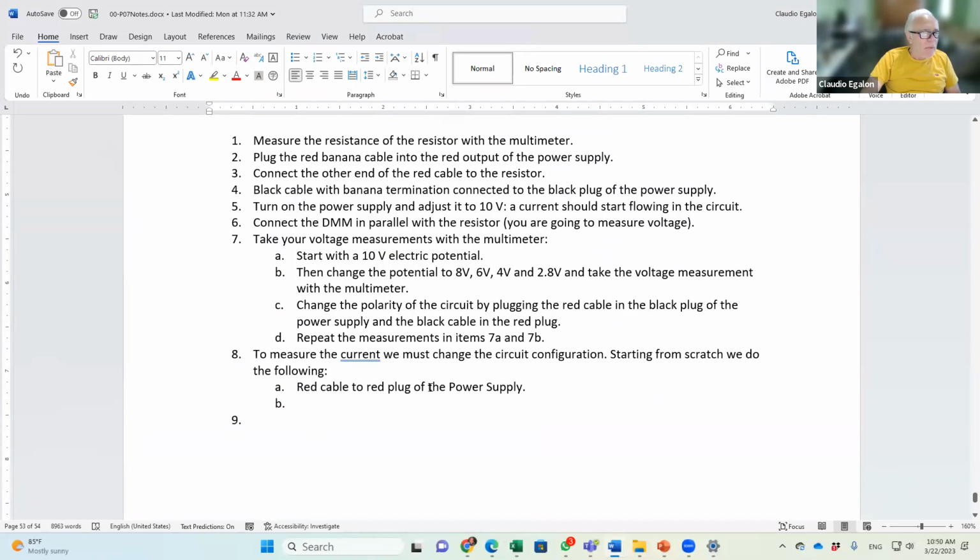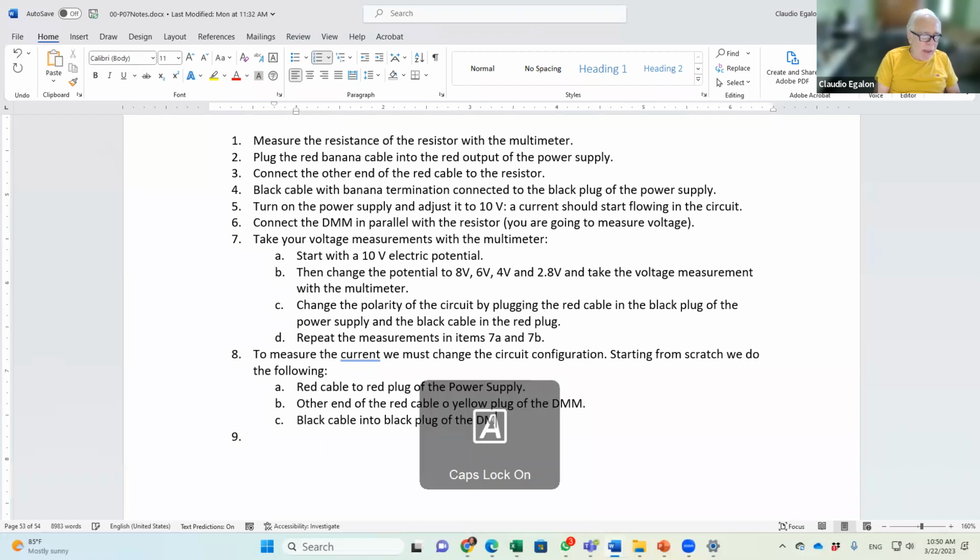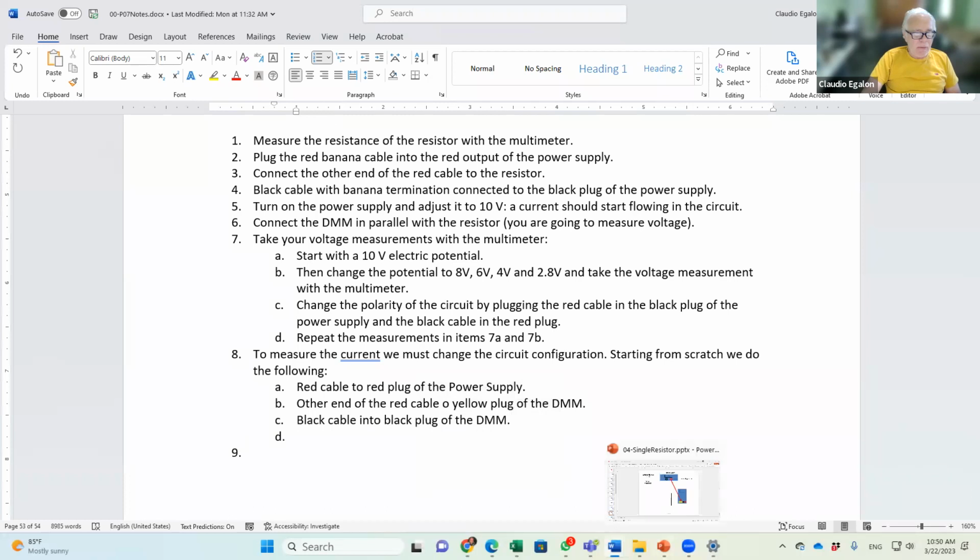Let's see. To measure the current, we must change the circuit configuration. Starting from scratch, we do the following. Red cable to red plug of the power supply. Okay. Other end of the red cable to yellow plug of the DMM, digital multimeter. Okay. Black cable into black plug of the DMM. And that's what you saw right here.